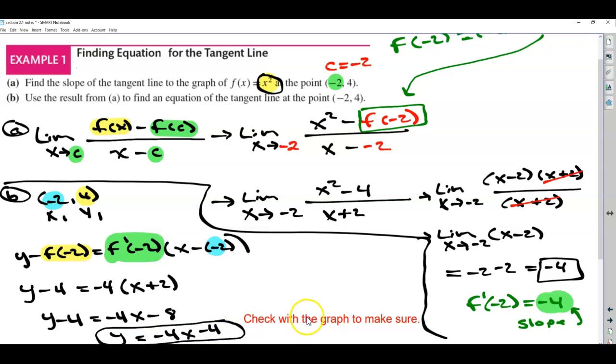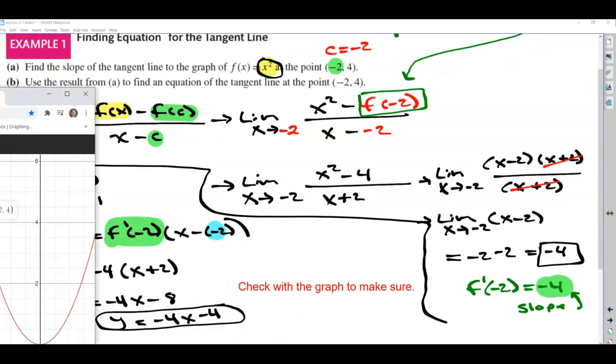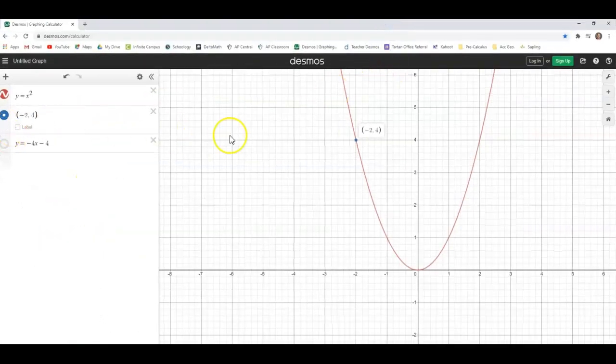So let's check that with a graph, just so you know what we're doing. I'm going to pause it and come back with a graph. All right, let's check this with a graph. And you'll notice what I did.